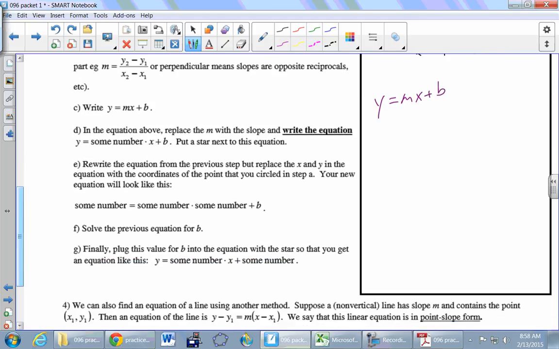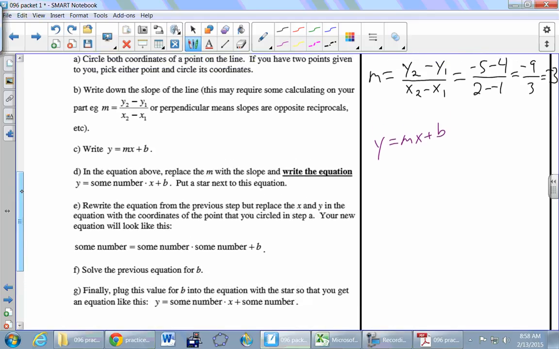Okay, part D says in the equation, you're going to replace the m with the slope that we just found and write the equation y equals some number times x plus b. What was the slope number that we just found? It was -3. So we're just going to copy this purple equation again, but instead of that m, we're going to put a specific number. What number? -3. Everybody with us so far? So it's just one small change: the slope to the number that we found.